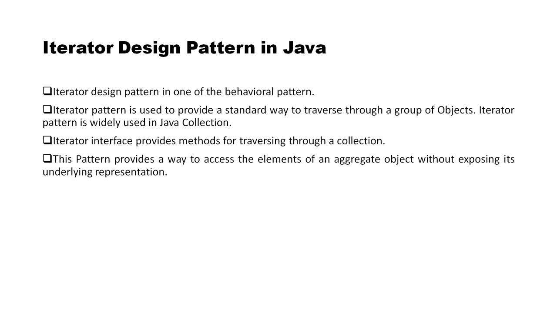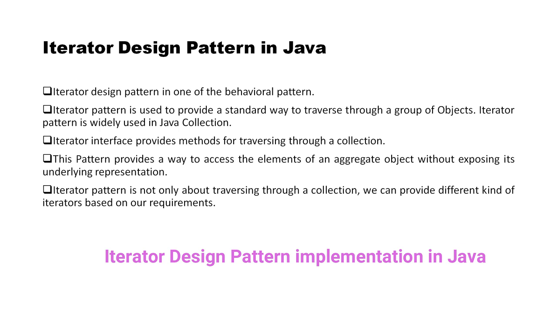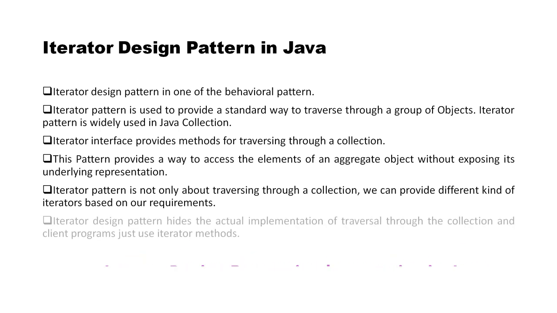Now, this pattern provides a way to access the elements of an aggregate object without exposing its underlying representation. So if you have a collection of strings or a collection of any custom data type, then you can easily iterate using iterator pattern. Iterator pattern is not only about traversing through a collection. We can provide different kinds of iterators based on our requirements, right? So every collection class implementation basically has its own implementation of iterator, right?